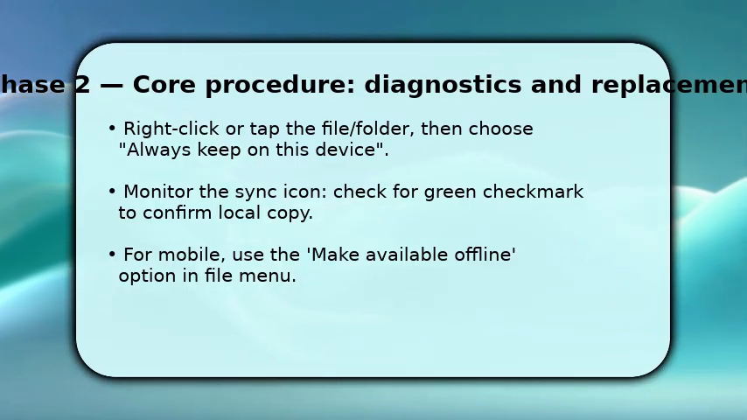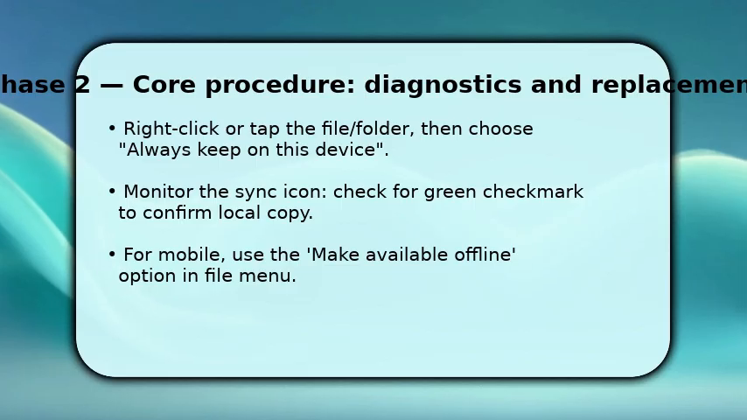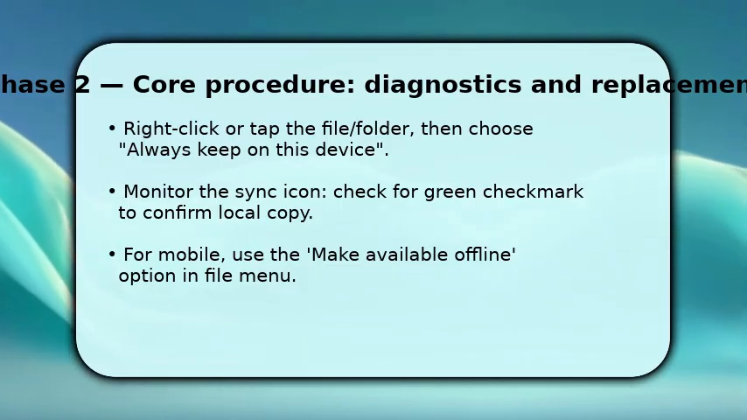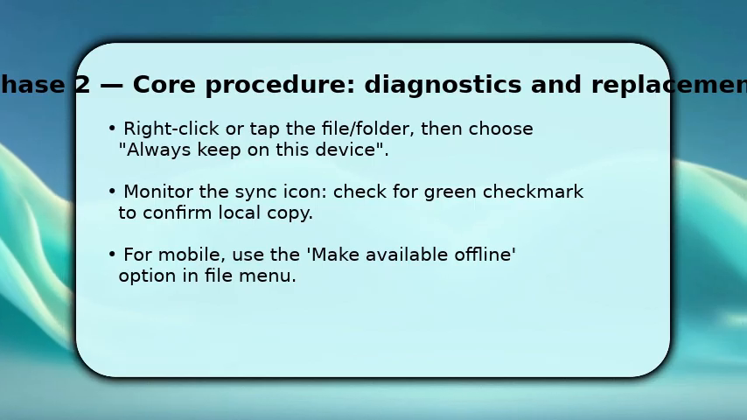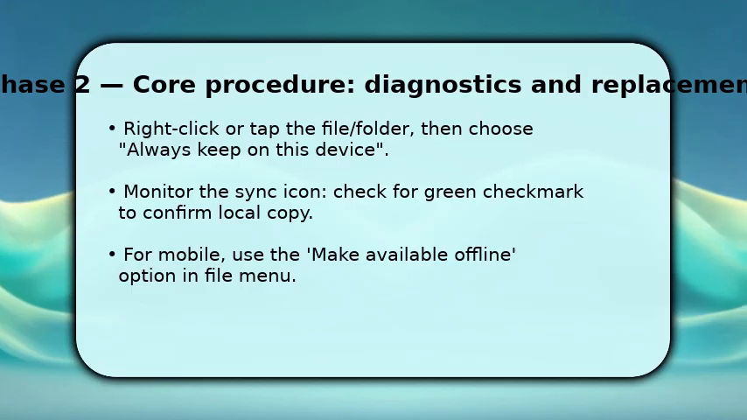Once done, watch the status icon. OneDrive shows a solid green checkmark when the local copy is ready. If it's a large folder, allow time for initial download. Smaller files complete quickly. Make sure battery and network settings permit background transfers, because paused syncs will delay offline availability.